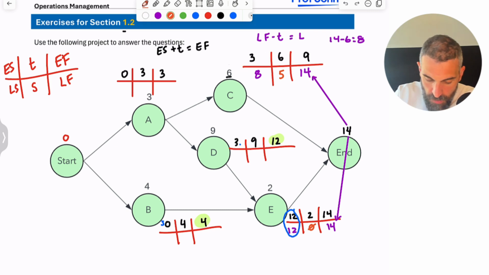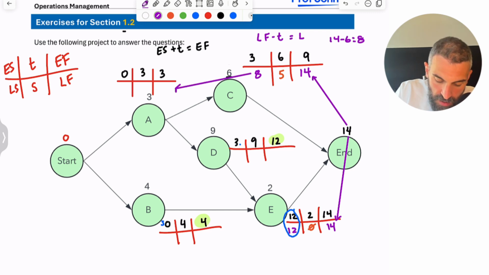Okay, let's keep working back now. This is called the backward pass method. So now the start here gets passed back and goes there as the finish. So the late finish for A is 8. It's going to take 3 weeks, so 8 minus 3 is 5. And there's 5 weeks of slack again.